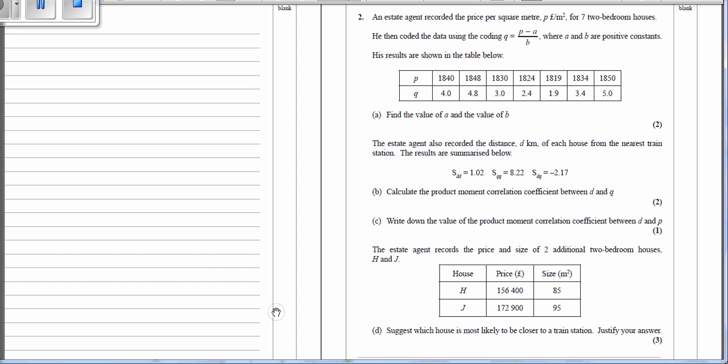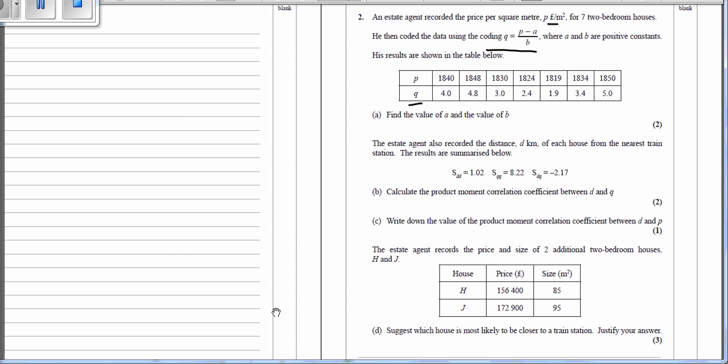So let's have a look at the 2015 version of this question. So we've got an estate agent who records the price per square metre. It's important to read these questions quite carefully. So price per square metre for 7 two-bedroomed houses. He then uses coding. So our value of Q has been made by P, take away A, and then divided by B, where A and B are positive constants.